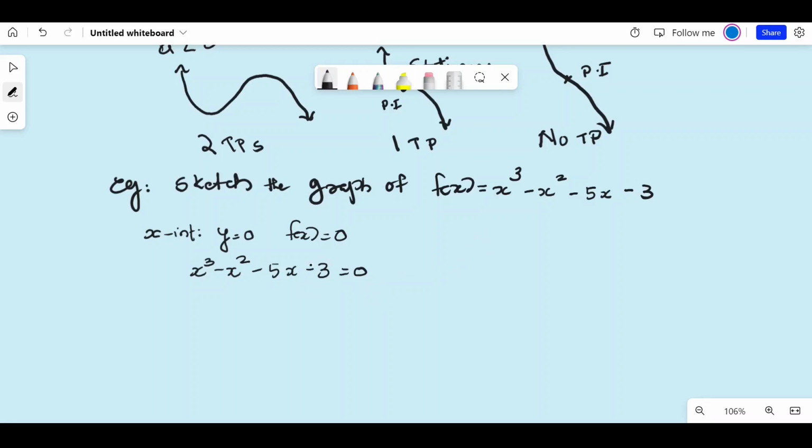To find one factor, take the constant in the equation, which is minus 3. The factors of minus 3 can be plus or minus 1 or plus or minus 3. So you substitute any of these four numbers into f of x. Let's start by giving 1. If you give x equal to 1, it's going to be 1 cubed minus 1 squared minus 5 times 1 minus 3. You will find that the answer is not 0 if you put it in the calculator.